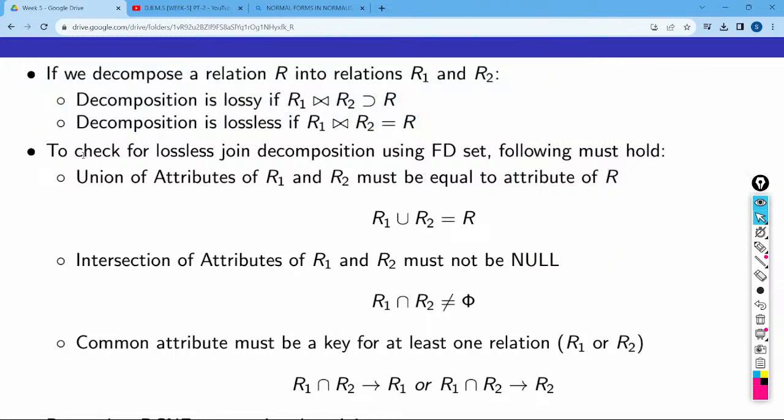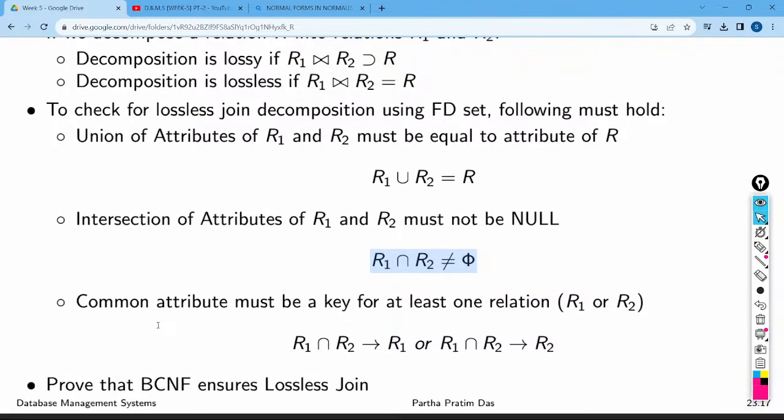To check for lossless join decomposition using the functional dependency set, the following must hold true. The union of attributes must be equal to the original, and the intersection of the attributes should be null. Meaning, once you unite the two tables, it must result in the original table itself. However, there must not be a single tuple, a single piece of data, common between the two tables.